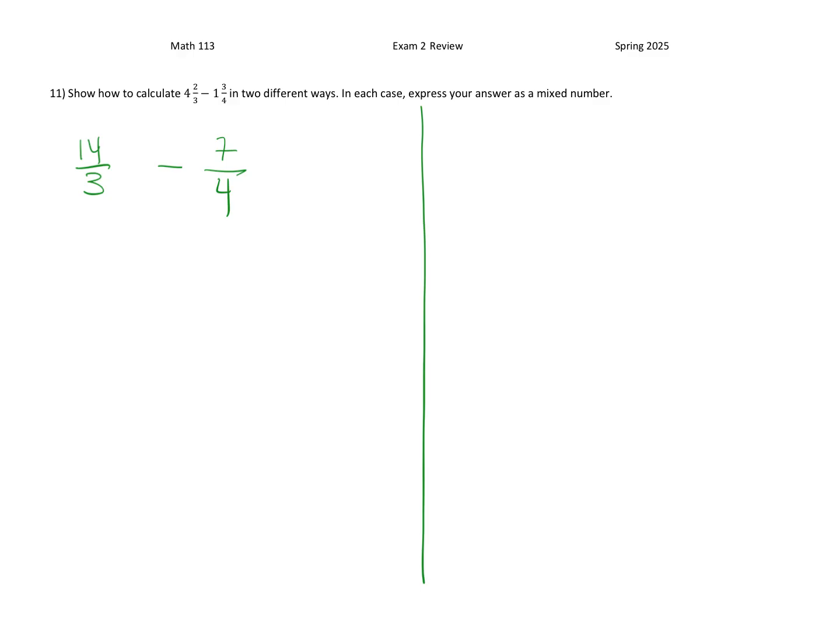And my common denominator is going to be 12ths, so I'm going to multiply this one times 4 over 4, and this one times 3 over 3. 14 times 4 is 56 over 12, minus 21 over 12. So 56 minus 20 would be 36, minus another 1 would be 35 over 12.